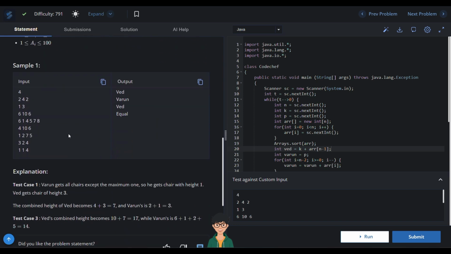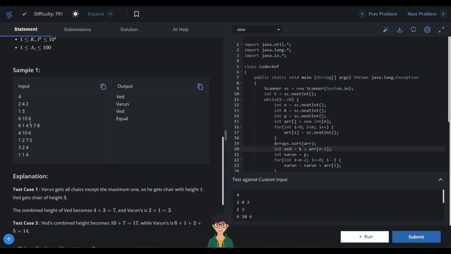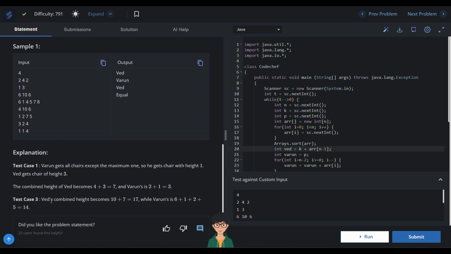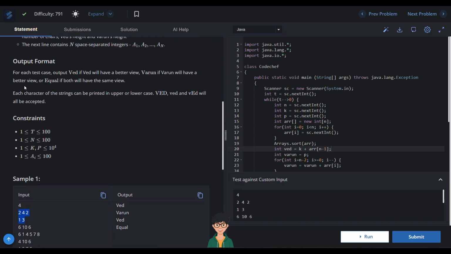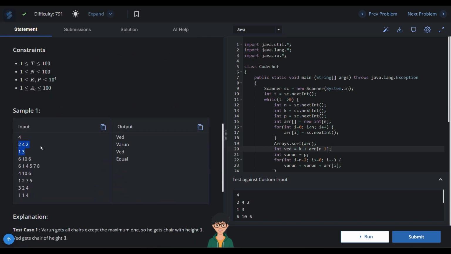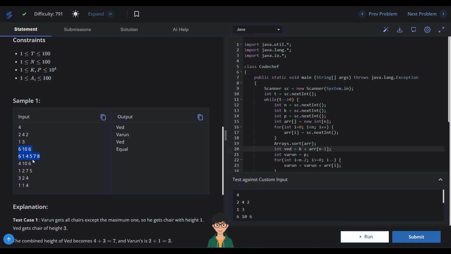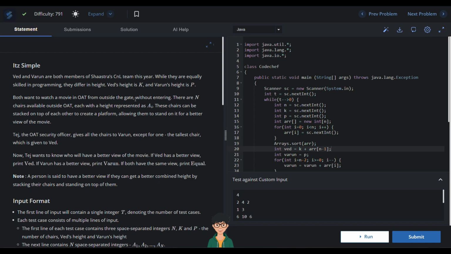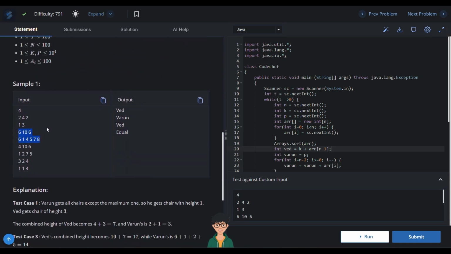Okay, so let's take an example here, let's take test case 2. In the input format you have T, and then K, P and the number of chairs. So here n is 6, K is 10, and P is 6. So what are K and P? K is the Ved side and P is the Varun side. So the Ved side is 10, and Ved will get the highest chair. So here the highest chair is 7.